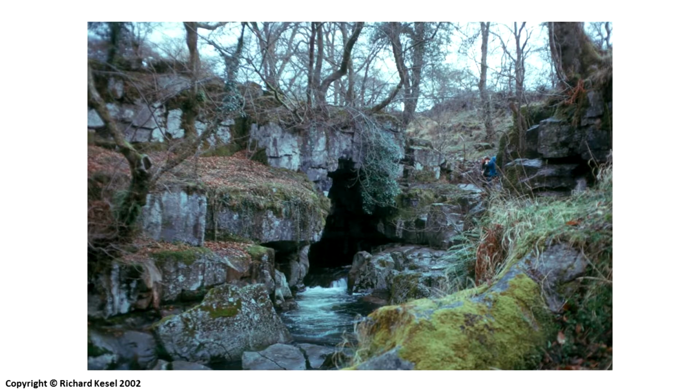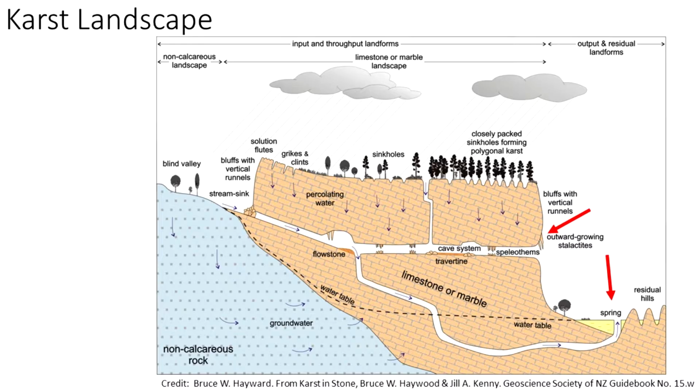This is another example of water flowing into what is a pretty spectacular looking cave entrance and limestone outcrop. So the stream in this case just flows right underground. If we look at the other end of the system are the springs.